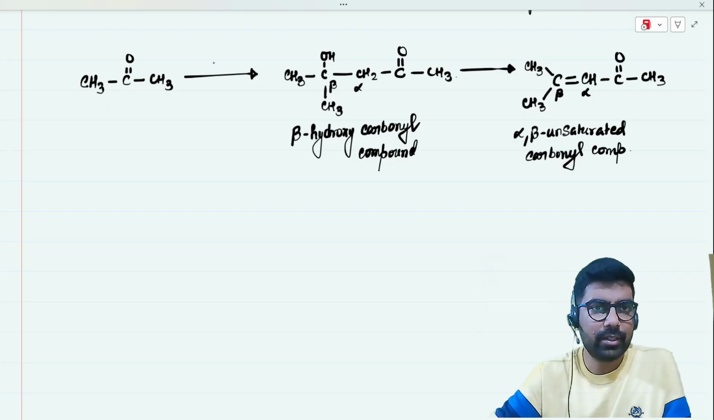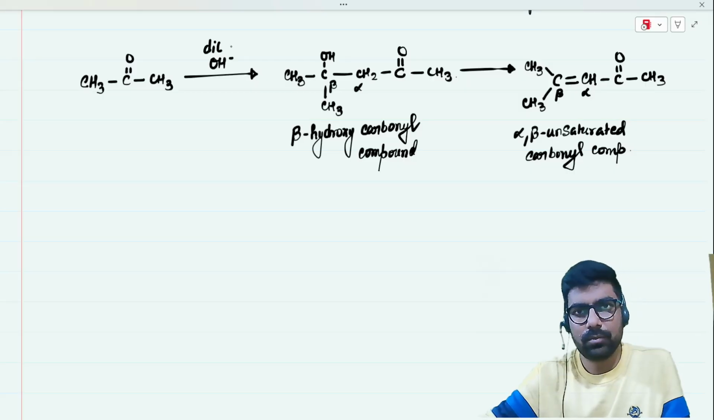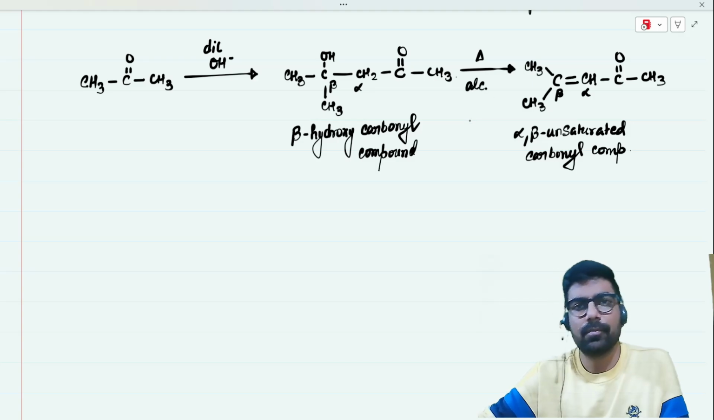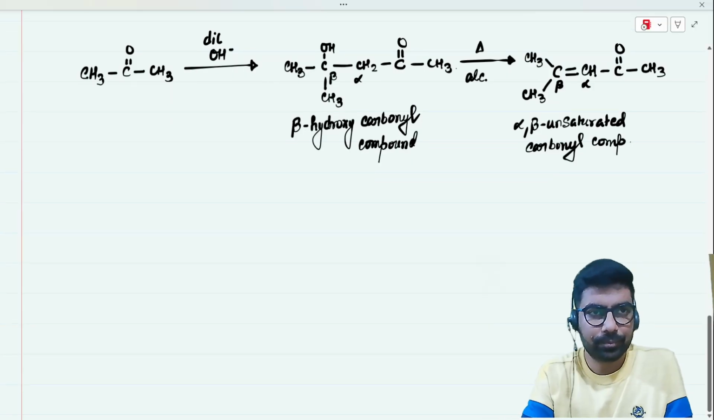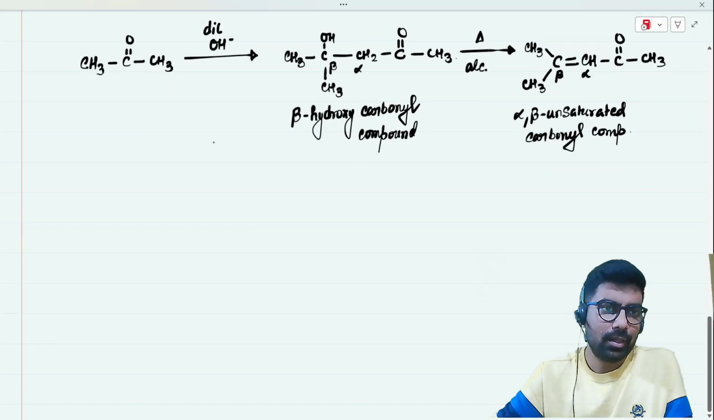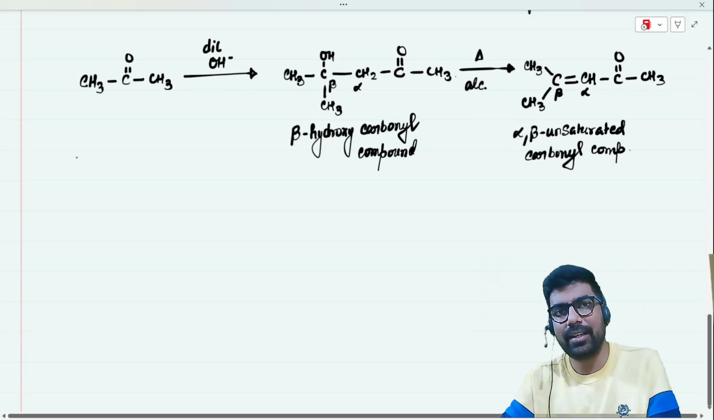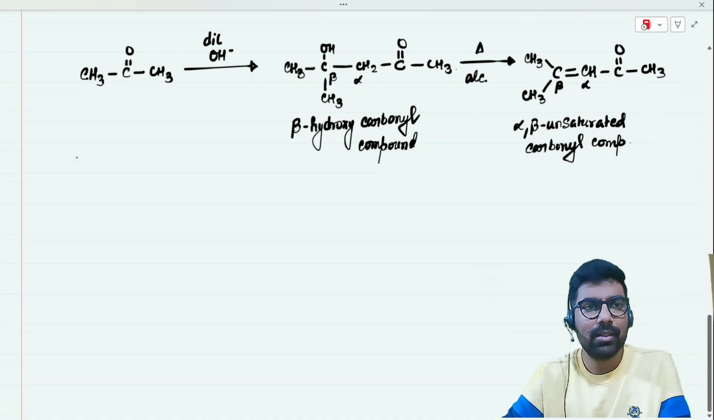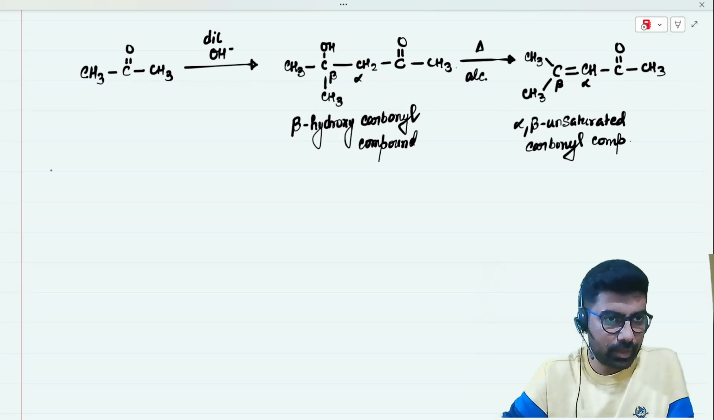What will be the reagent? Reagent is basically dilute OH minus. This can be heat or alcohol. Okay. So now those who have directly done it, see whether you are getting the product. Those who are going by the mechanism, now let's do the mechanism step by step.